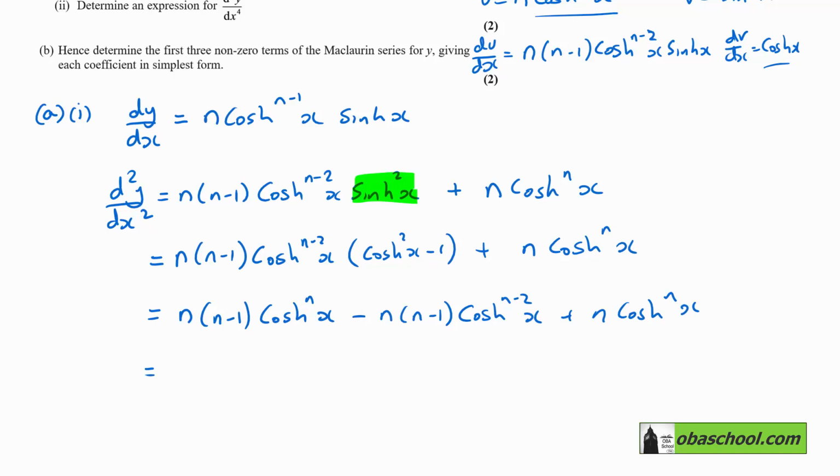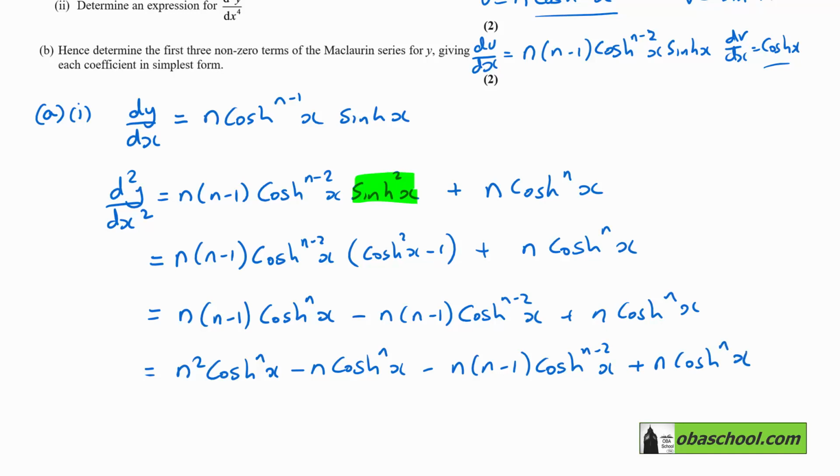Now, this one's going to be n squared cosh nx, take away n cosh nx, take away n minus 1 cosh n minus 2x plus n cosh nx, and we can see that those two are going to cancel out, and that is going to leave me with n squared cosh nx, take away n minus 1 cosh n minus 2x as required.